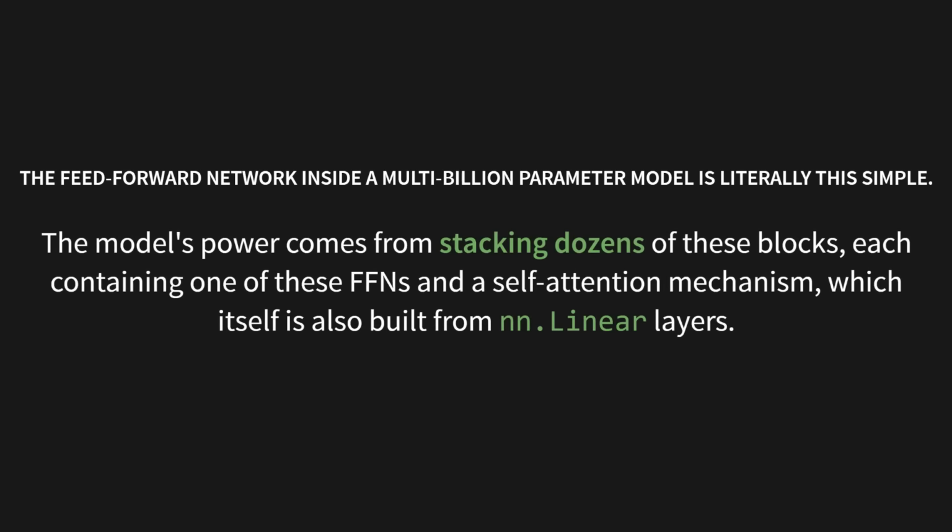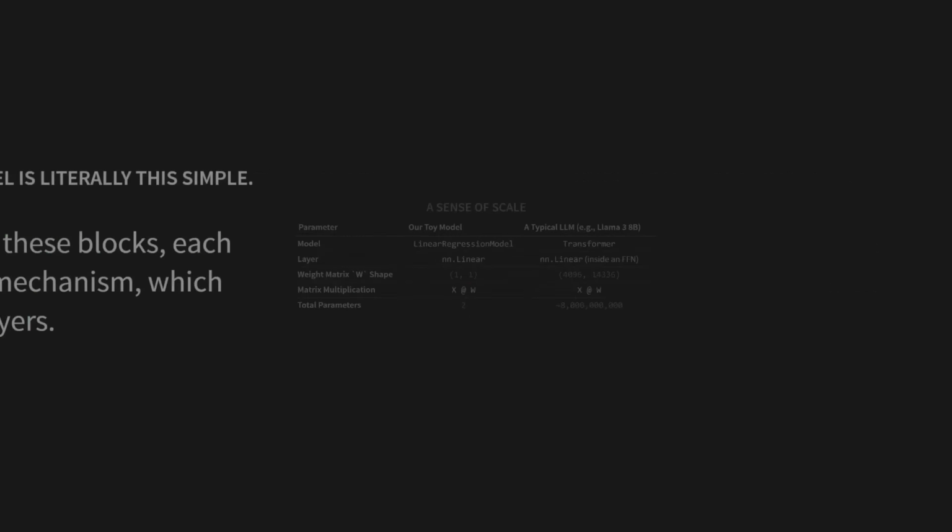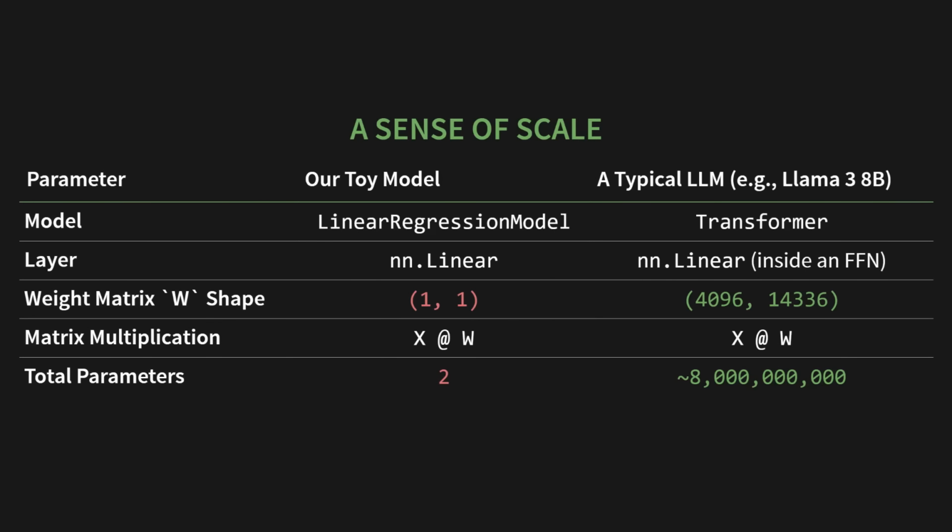The model's incredible power comes from stacking dozens of these blocks, and each of those blocks contains one of these FFNs and a self-attention mechanism, which itself is also built from nn.Linear layers. So let's get a real sense of scale. Check out this table. We're going to compare our toy model to a typical LLM like Llama 3 8B. First row, the model. For us, it was our linear regression model. For the LLM, it's a transformer.